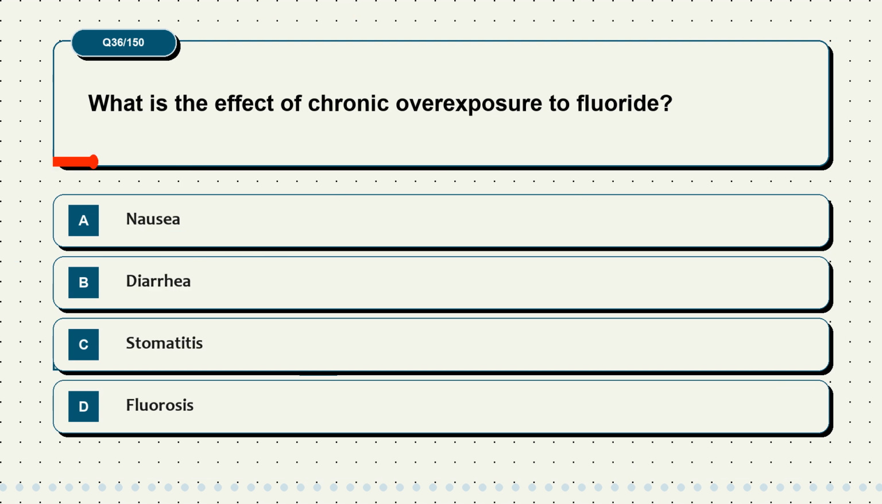Question 36. What is the effect of chronic overexposure to fluoride? Here are the options. Option A, nausea. Option B, diarrhea. Option C, stomatitis. Option D, fluorosis.